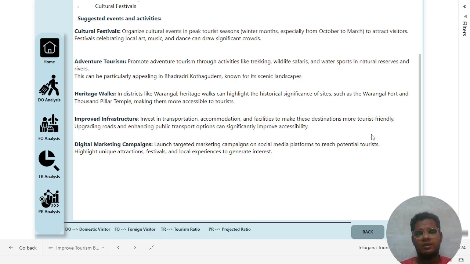Digital marketing campaigns, which are very interesting. Launch targeted marketing campaigns on social media platforms to reach potential tourists. Highlight unique attractions, festivals, and local experiences to generate interest. Whatever happens, whatever festivals and celebrations, just put it on social media, and it is attracted by more tourists.